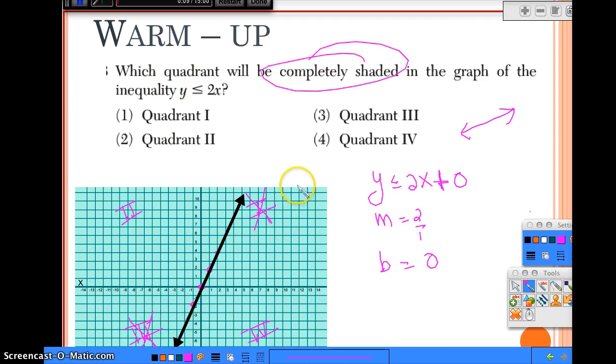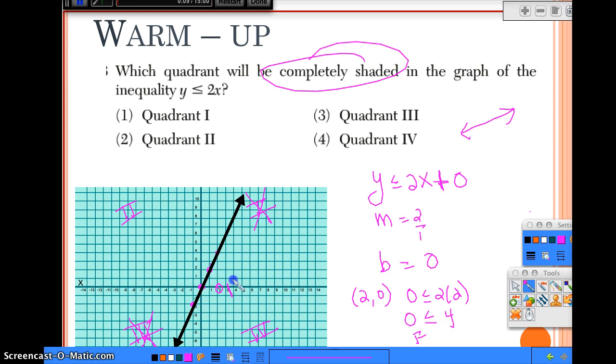completely shaded. So let's pick a test point. Remember how we always used to use 0, 0? We can't. So let's go ahead and use 2, 0. If I substitute 2, 0 in, does this come out true or false? Is 0 less than or equal to 2 times 2? Is 0 less than or equal to 4? Well, that is a false statement.